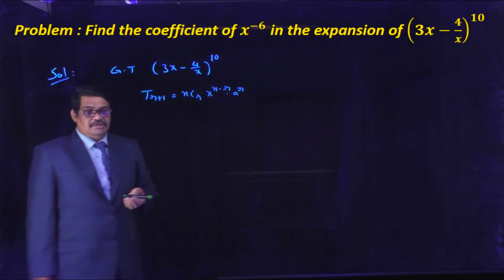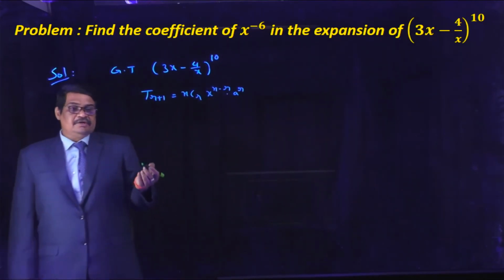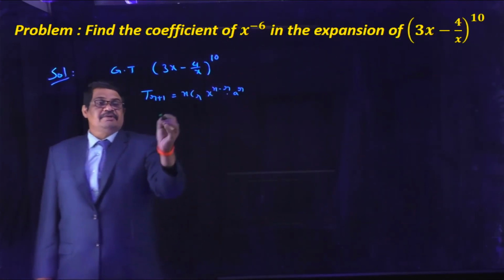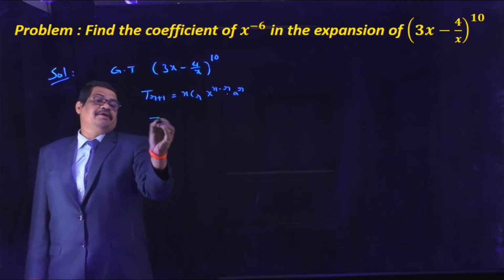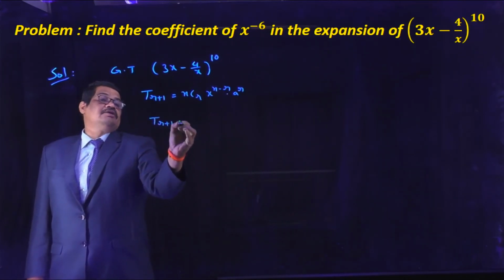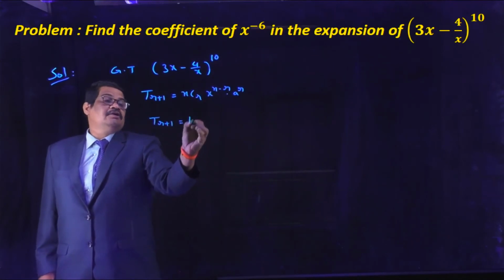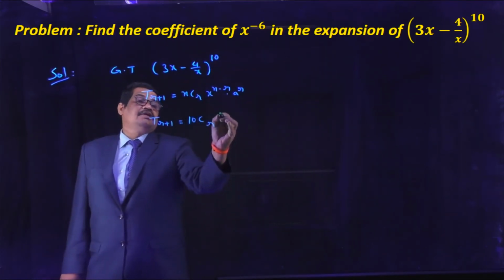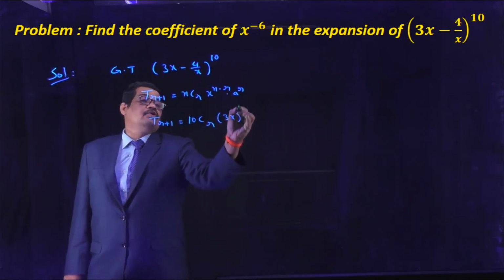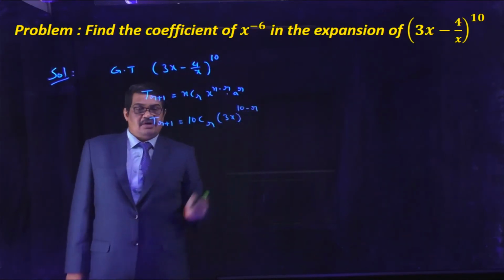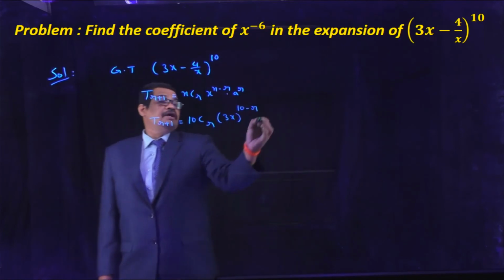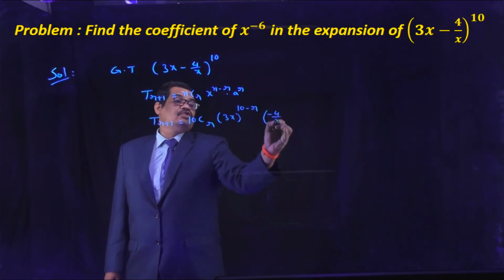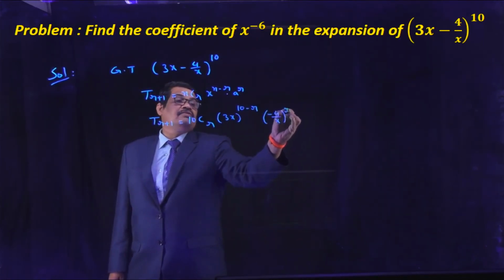So that is the general term. Now we are writing the general term for the given expression, that is T(r+1) is equal to, here what is n? 10. 10Cr into, what is the x? That is the first term, (3x) whole power 10 minus r, into the second term, that is (minus 4 by x) whole to the power of r.